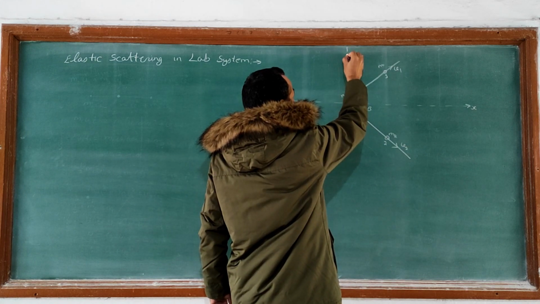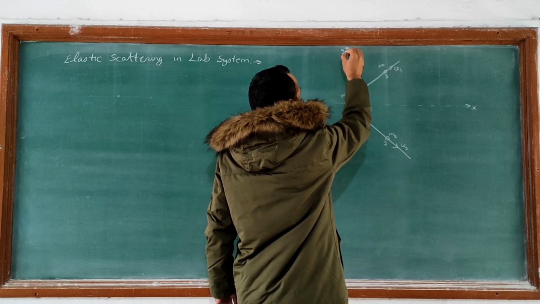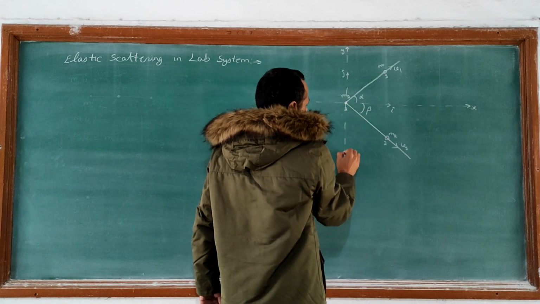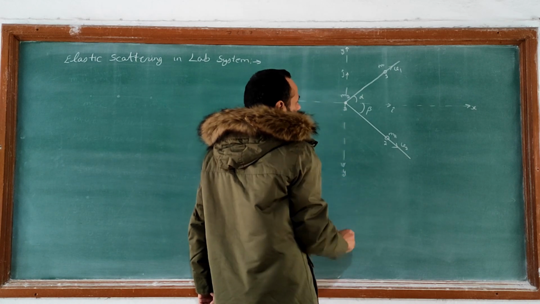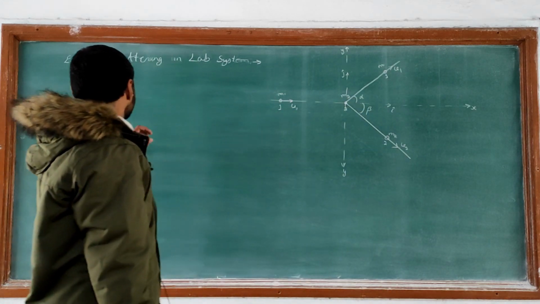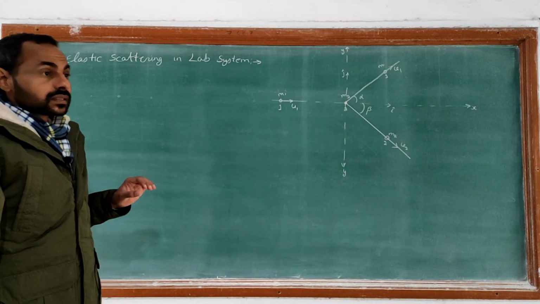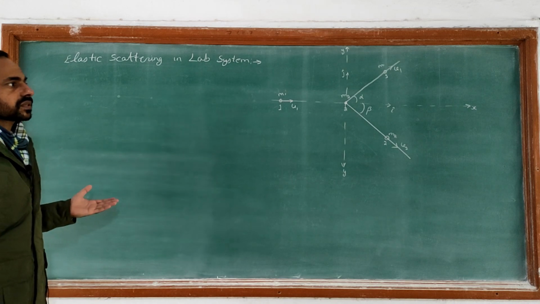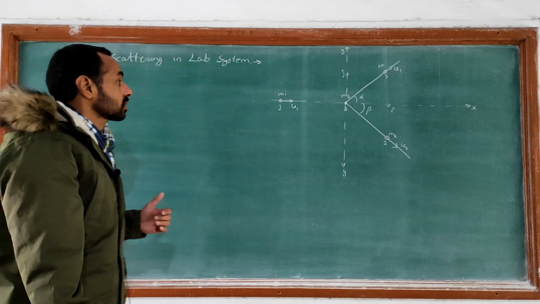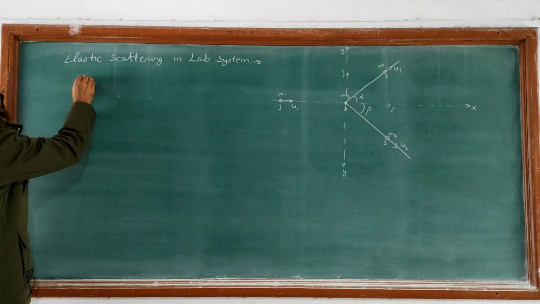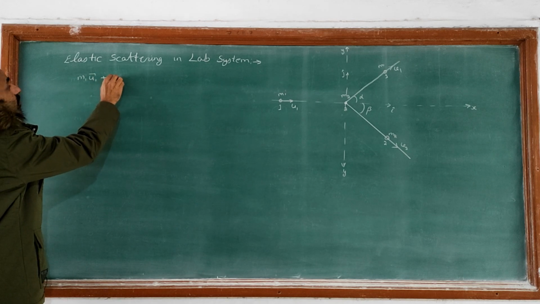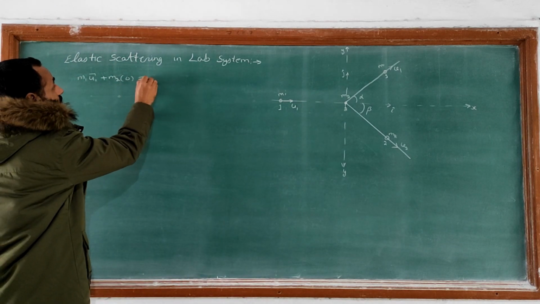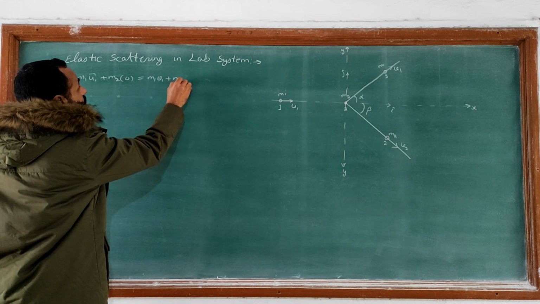So if we choose the y-axis, and j cap is the unit vector along the y-axis and i cap is the unit vector along the x-axis, then this direction is the negative y-axis. As we know, in elastic scattering, the linear momentum and the kinetic energy of the system are conserved. That means the linear momentum of the system before the collision is equal to the linear momentum after the collision. So from the law of conservation of linear momentum, we have m1 u1 plus m2 u2, where u2 is the velocity of the second particle, which is 0 in this case, is equal to m1 v1 plus m2 v2.